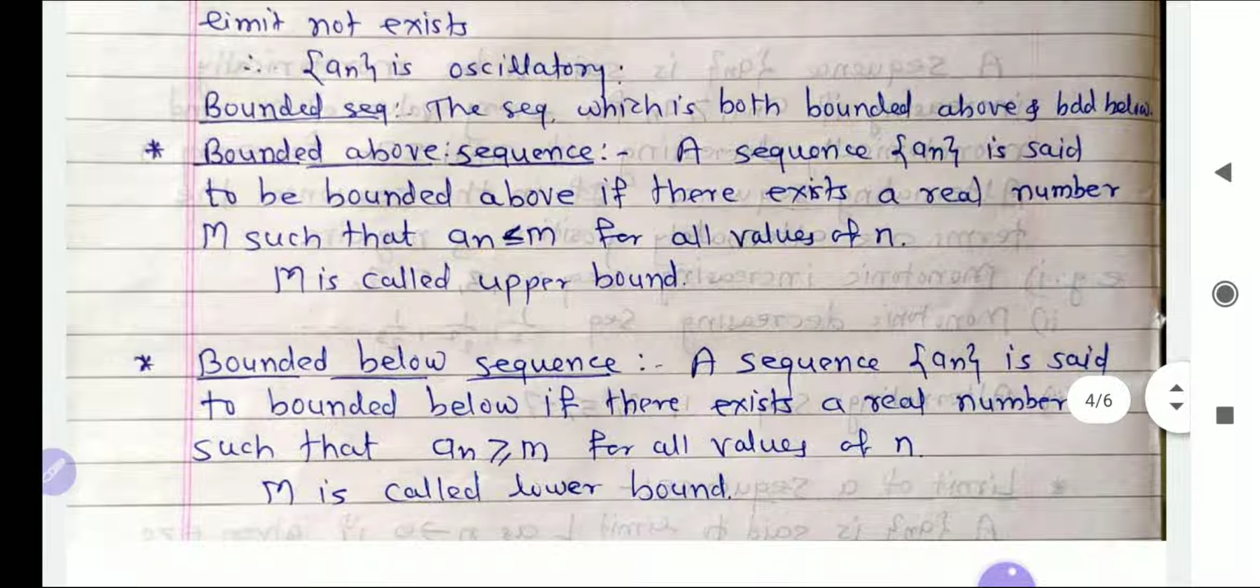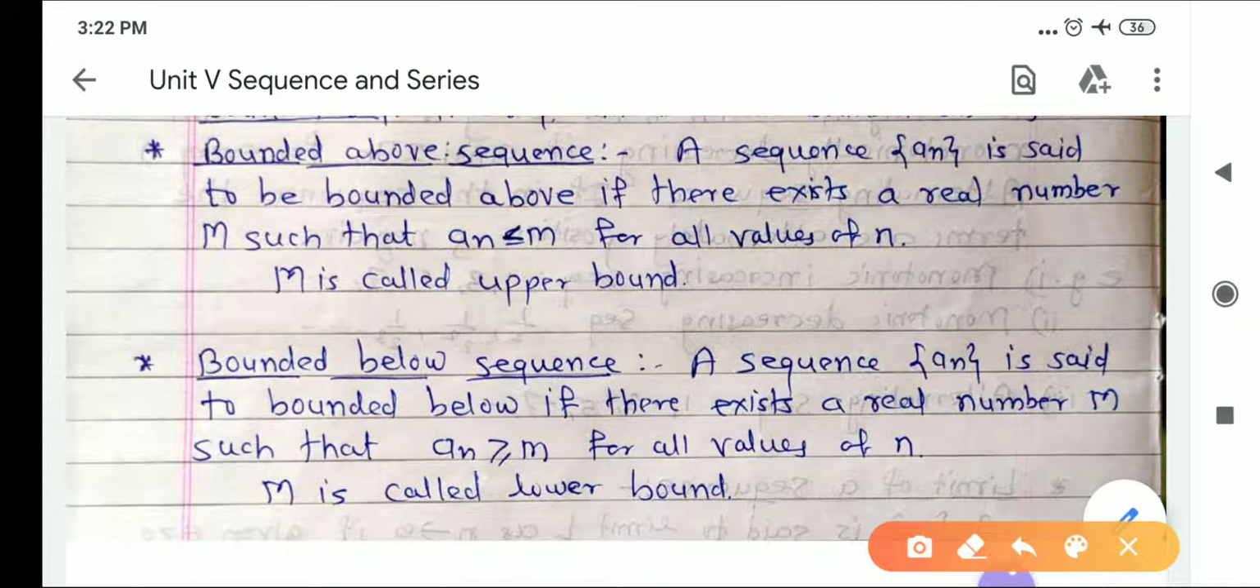Now what is meant by bounded sequence? Bounded sequence has two types again, bounded above sequence and bounded below sequence. Now what is meant by bounded above? A sequence an is said to be bounded above if there exists a real number m such that an is less than or equal to m for all values of n. Here m is called the upper bound.